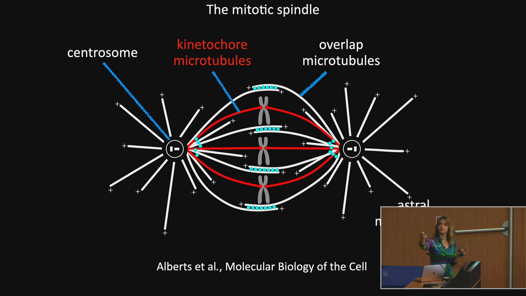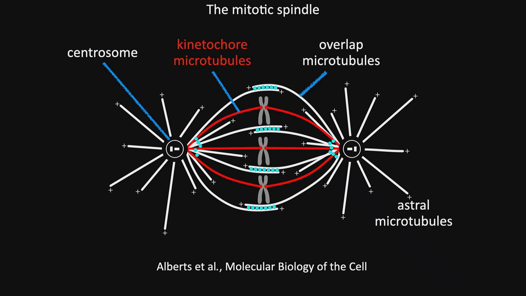One is the kinetochore microtubules. They grow from the spindle pole region, more or less, to the kinetochore. The kinetochore is this point here on the chromosome. This is the attachment point of microtubules to the chromosome. And we also have these overlap microtubules. They are coming from one and the other side. They are anti-parallel. They overlap in the middle. And motor proteins and many other proteins accumulate here and do interesting things, which we will see later.